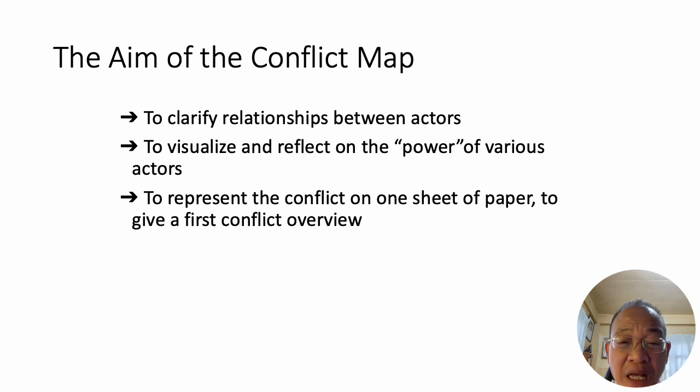So to visualize and reflect on the power of various actors. Pag sinabi nating power, ibig sabihin, ano ang pwede nilang gawin? What kind of things can they inflict on their enemies? What kind of things can they do? Will they be able to alter the situation? Will they be able to change the mindset of people, etc.? And then, the purpose of conflict map is to put it on one piece of paper, one visual panorama na makikita natin yung mga relationship ng mga people or organizations or countries in conflict.